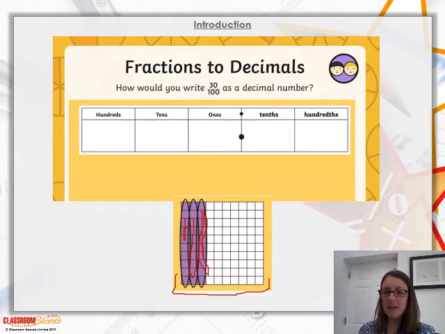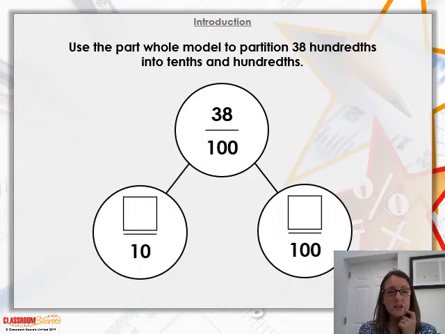Okay, let's look at the next slide. Right, use the part-whole model to partition 38 hundredths into tenths and hundredths. So hopefully now you can divide that up, thinking about what we've done in the last few slides.